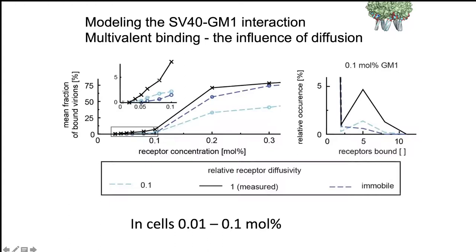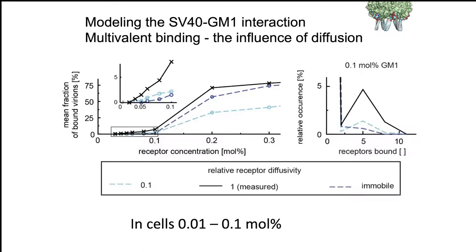And this is what we need to form a stable bond, as our model showed. But what we did then is we did not allow our receptors to move anymore. So we either reduced the diffusivity of the receptor to about 0.1, or a tenth of what we measured, or we removed any mobility of the virion. And what you could see is at high receptor concentration, it didn't really matter so much because there are so many receptors around. Wherever the virus binds, it finds enough receptors to bind to it.